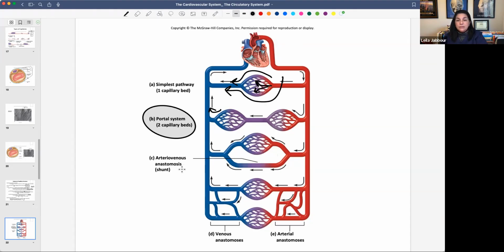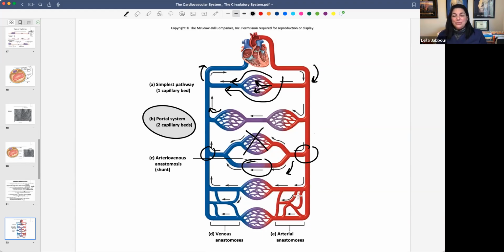Arteriovenous anastomosis. This is what's called a shunt right here. For example, if a capillary bed is not available for whatever reason, there is such a thing as shunts that could be there to connect an artery with a vein and still distribute some blood to the area. And of course, all of these vessels, as much as we draw them as simple as this, it's not that simple.